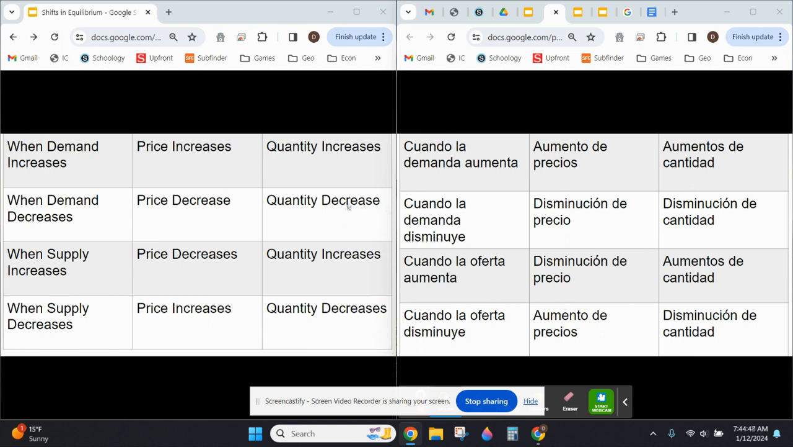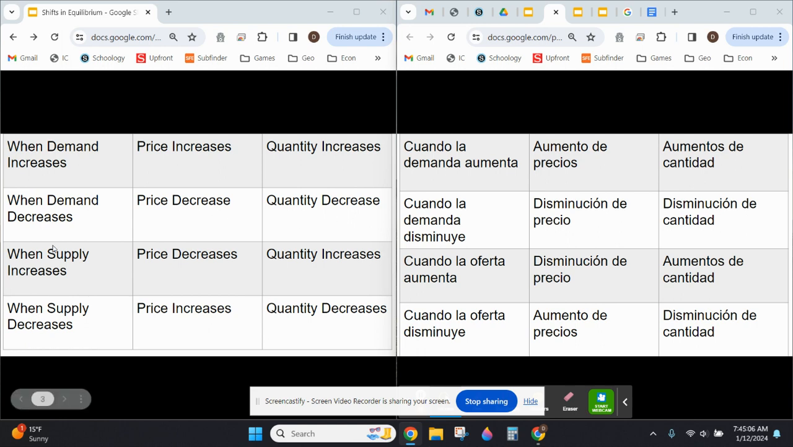Here's a quick graph showing you how things affect price and quantity. So when demand increases, customers want more. There's an increase in price, but also an increase in quantity. When demand decreases, customers don't want the product. The prices will go down and they'll be less sold.